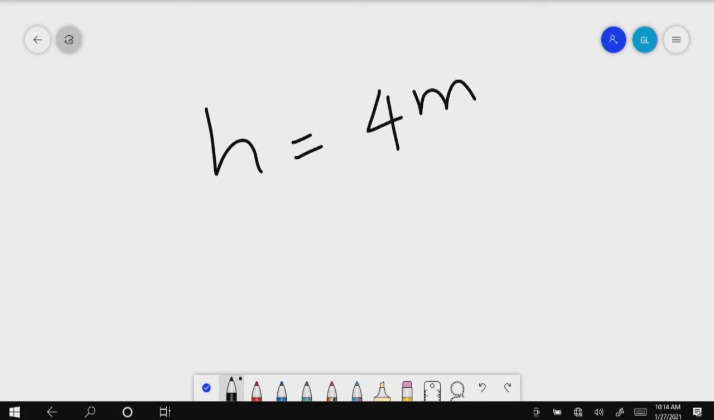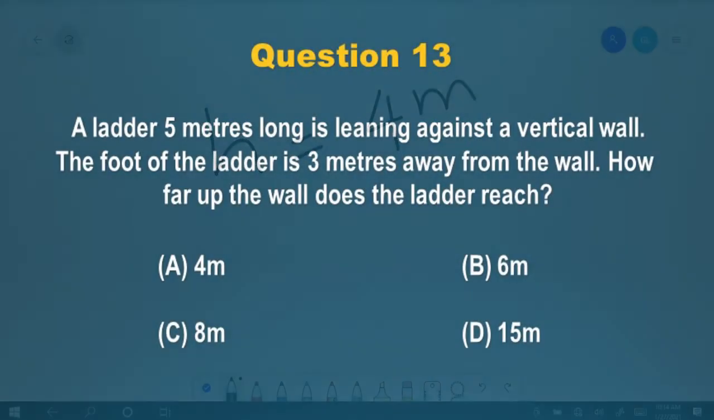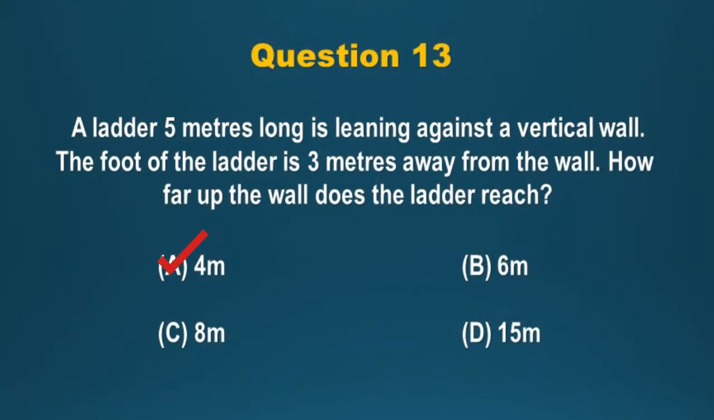How far this ladder is meeting up the wall, it's 4 meters. So our solution there would have been A.